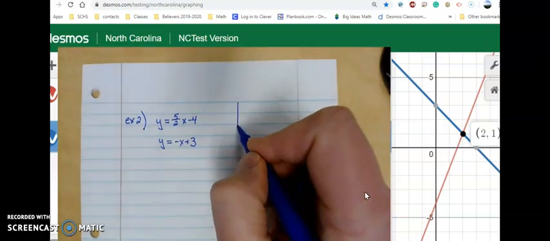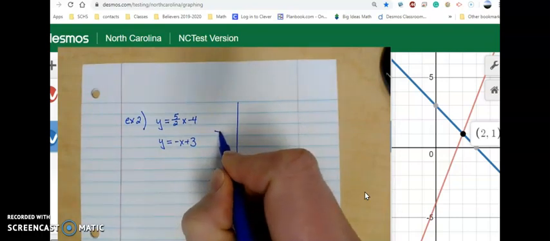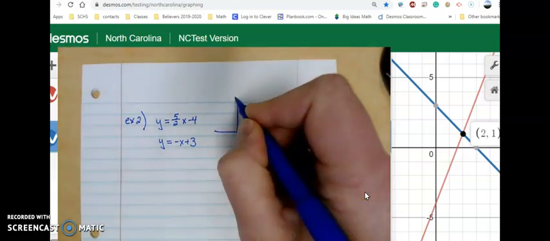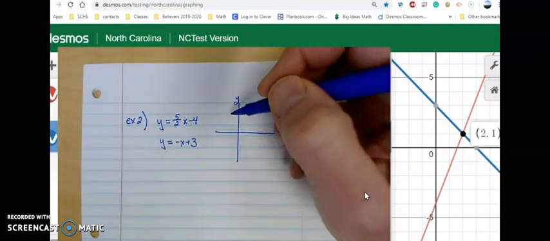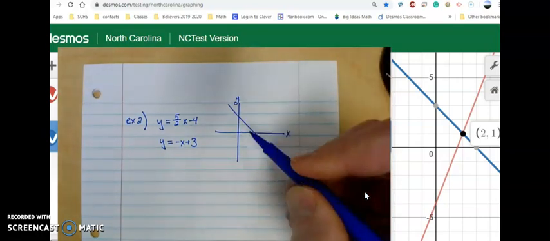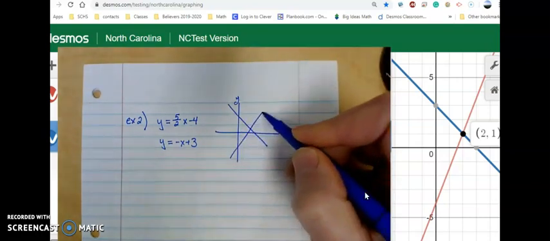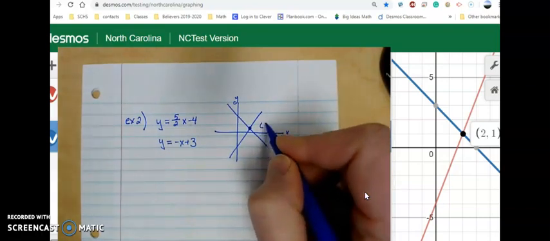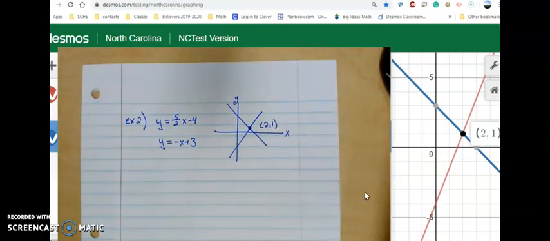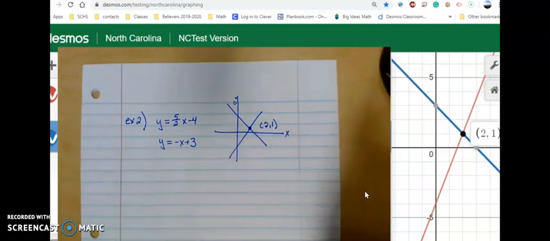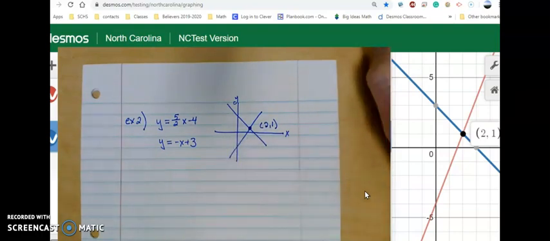So here's my x and y axis, and I would draw my first line, the blue line, and then the red line coming up, and try to accurately, but not too crazy detailed, give me the point of intersection. I don't need to have a scale. You guys will be just fine like this. You don't need to do it on graph paper.